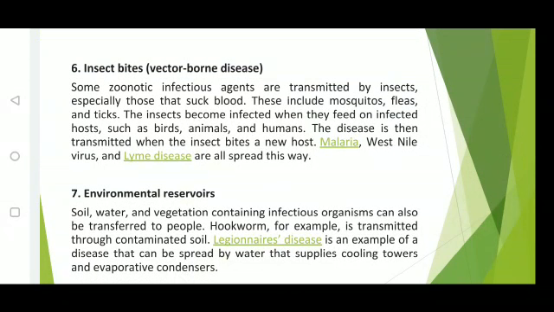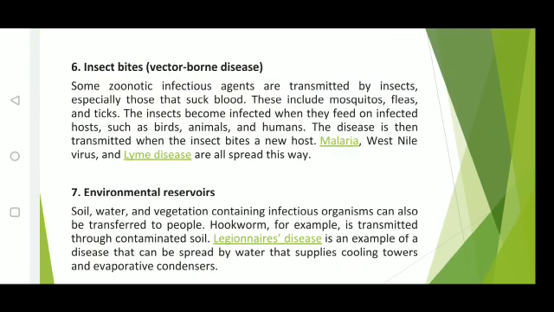Seventh one is environmental reservoirs. Here it is mentioned that soil, water and vegetation containing infectious organisms can also be transferred to people. Here I will give one best example. Children play in soil. If the soil is contaminated, whatever microorganisms are present in the contaminated soil can enter their nail beds. Then without proper washing, the children may keep their fingers in the mouth, or have food items.